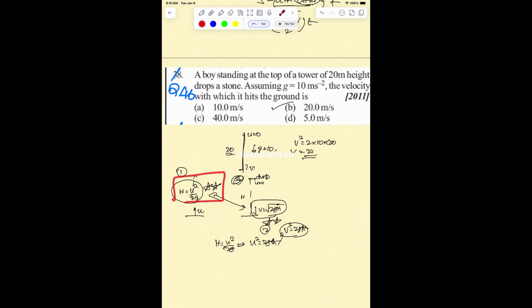Understand that. Therefore, these are the two equations which I want you to remember. Or rather, you can simply remember it as one equation: 2gh is the formula for velocity squared, especially when one end velocity is equal to 0.